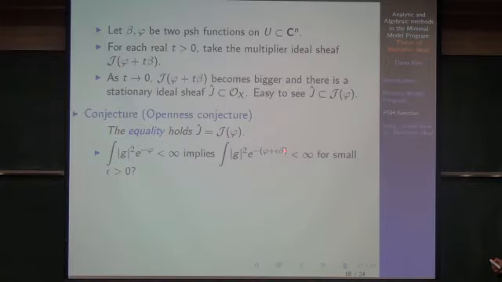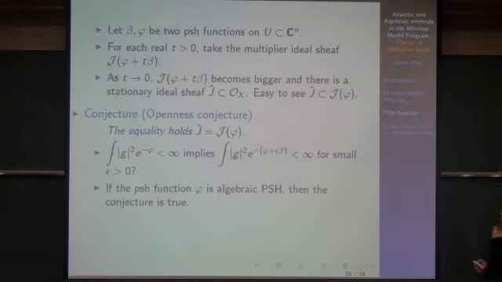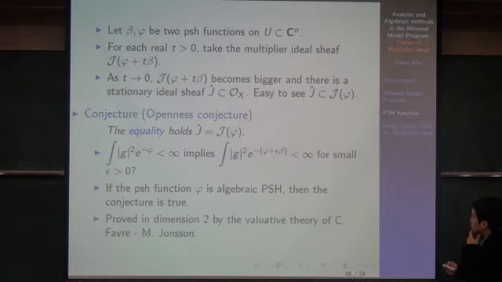So when beta itself is smooth, then of course this is true. But in general, PSH functions are not differentiable or continuous. And also when the PSH function phi is algebraic, then this conjecture is true for a simple reason. You can again use resolution of singularities. So the problem is really in the case when phi is allowed to be general PSH, not just algebraic PSH.